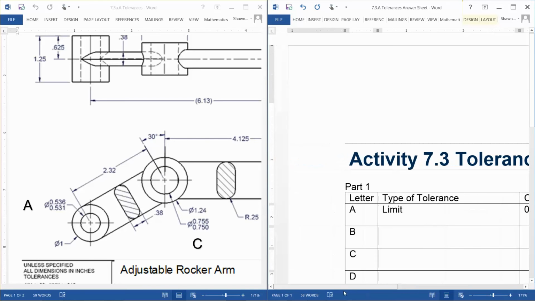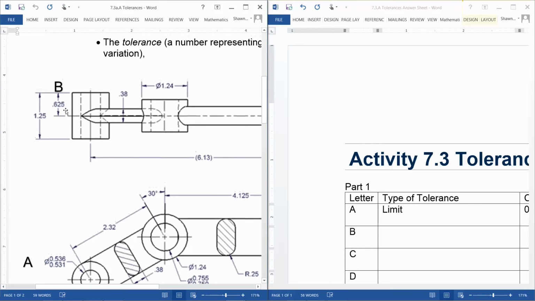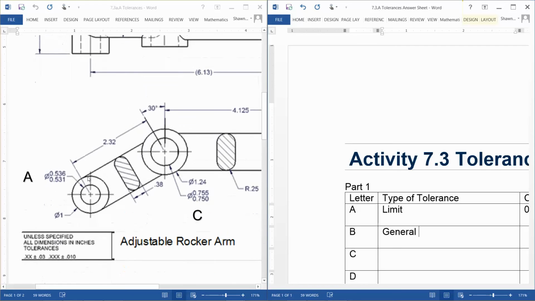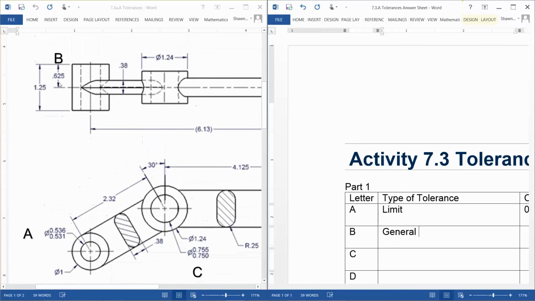So let's take a look at B then. B was up here. Okay, 0.625. So in this case, they're not giving us any tolerances on it. So what this is then is what we call a general tolerance. And I know that wasn't in the notes. I'm not too worried about it because we're going over it here. General tolerance. Now the number here is 0.625.